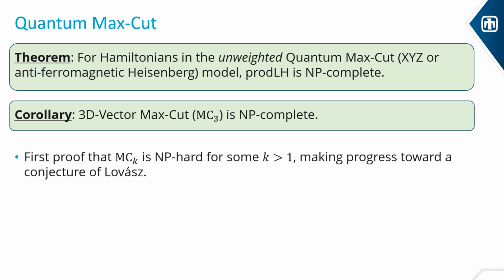construct a hard instance. This has a nice corollary of showing that this three-dimensional vector max cut problem, the original vector max cut problem we introduced, is NP complete, which is actually quite nice because it makes progress towards this conjecture of Lavache that vector max cut should be NP hard for any constant value of k.